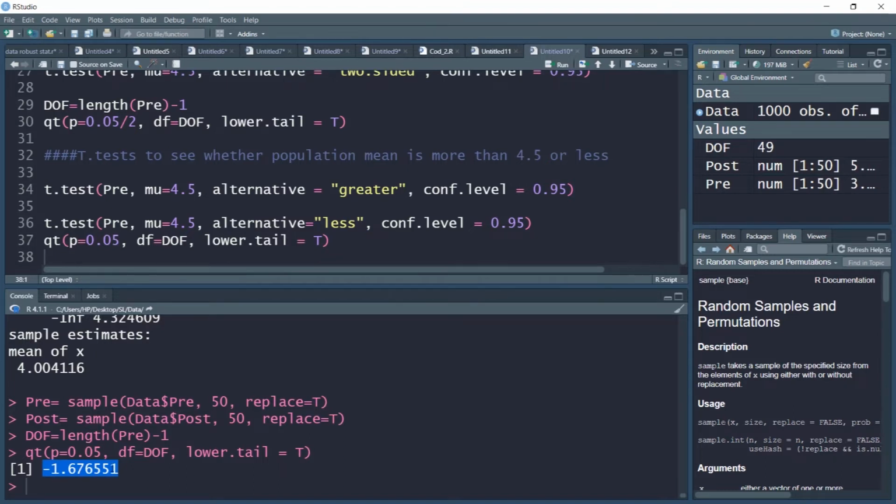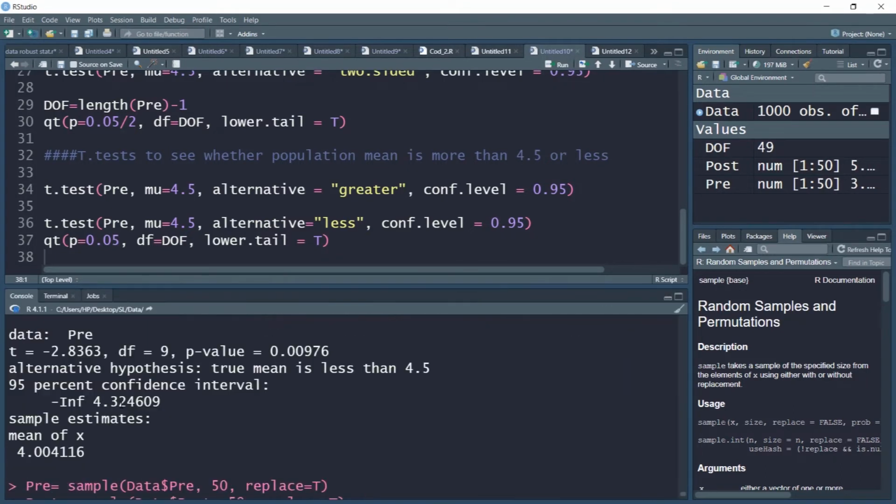Notice that the magnitude of this critical value is much lower as compared to the test statistic t value that we computed earlier, which is -2.8363. That means we can reject the null with a reasonable amount of confidence. Also, even without doing this critical value analysis, we could have directly looked at the p value as well, which suggests that the significance level of this test is very high. So with a lot of confidence, we can reject the null and say that the mean is less than 4.5.